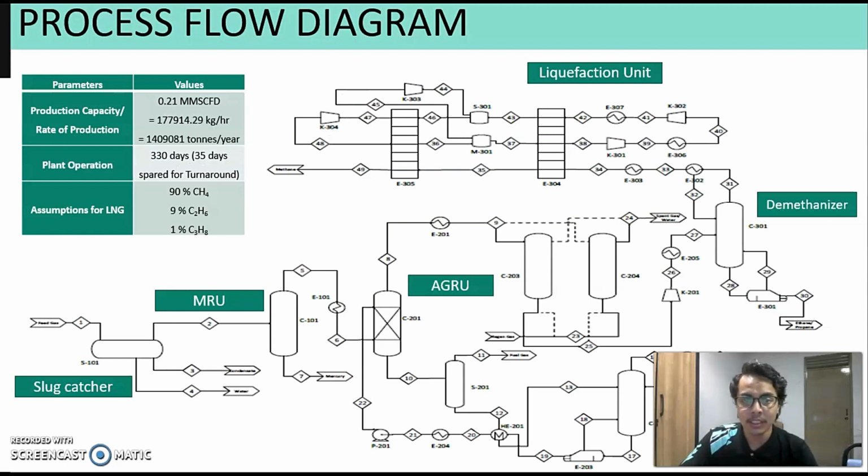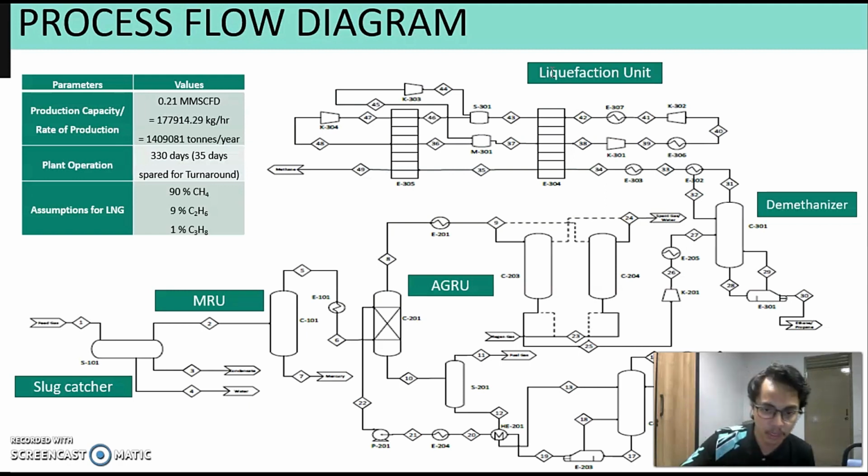Alright, next is process flow diagram, PFD. So for our LNG plant, the rate of production that we are planning is around 1,409,081 pounds per year, and the plant will operate around 330 days, considering 35 days to be spent for turnaround or maintenance. The assumption for the LNG that will be produced is 90% CH4, 9% C2H6 ethane, and 1% C3H8 propane.